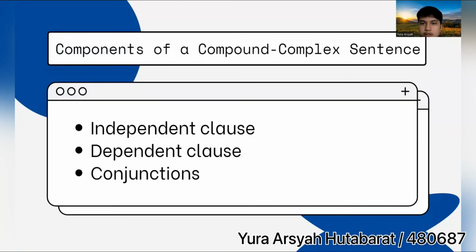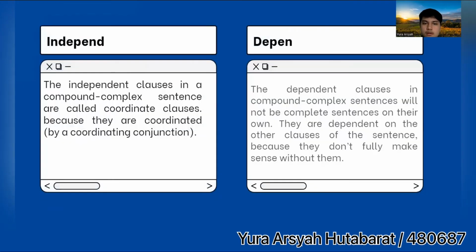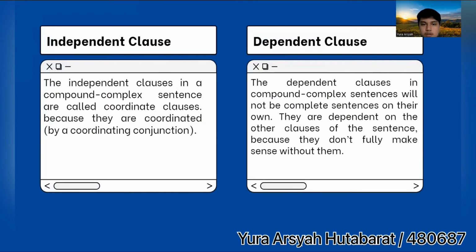There are 3 components of a compound complex sentence. First is independent clause, second is dependent clause, third, conjunction. First is independent clause. The independent clauses in a compound complex sentence are called coordinate clauses because they are coordinated by a coordinating conjunction. An independent clause can always stand on its own as a complete sentence. That means it has a subject and a predicate. The subject will be a noun phrase and the predicate will be a verb phrase and describe the subject or what the subject is doing.